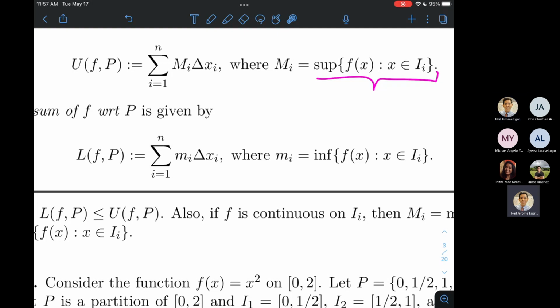Okay? So is everything clear so far? Upper Riemann sum, lower Riemann sum, partition inducer. Okay, I hope it is.